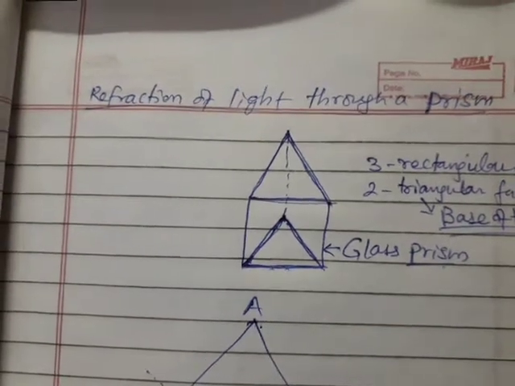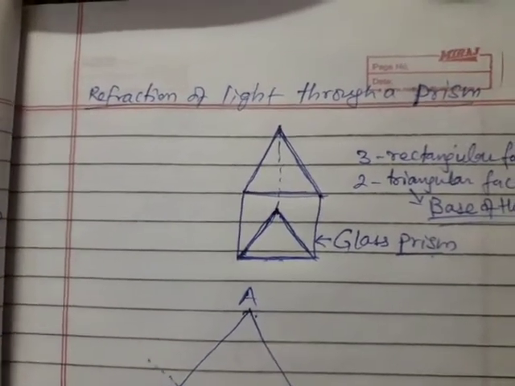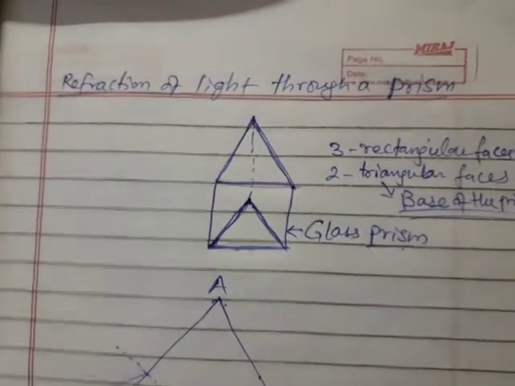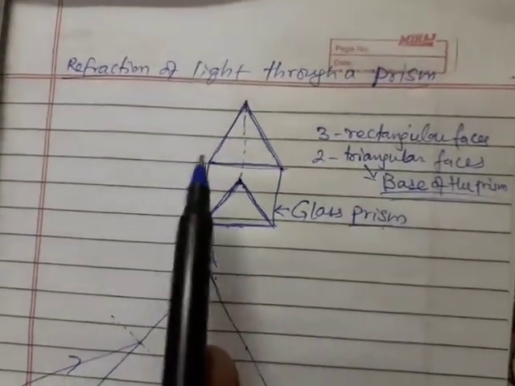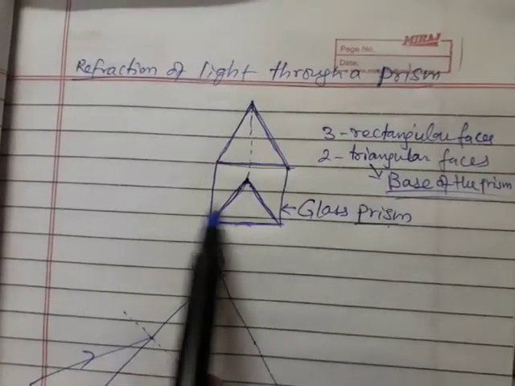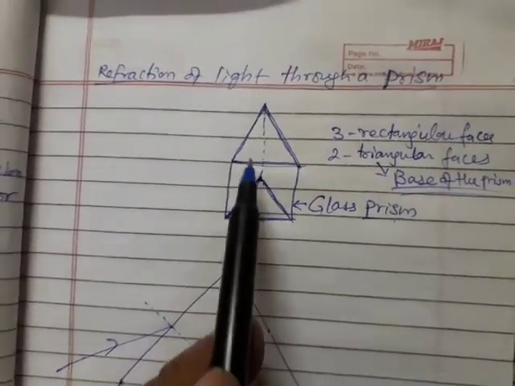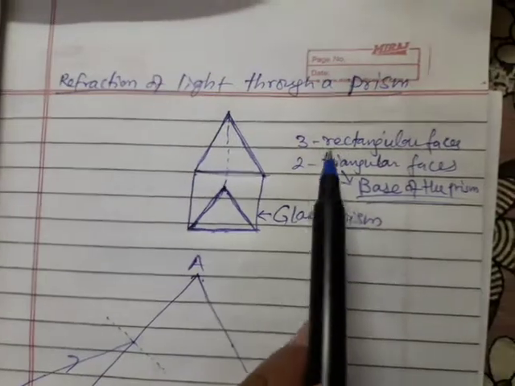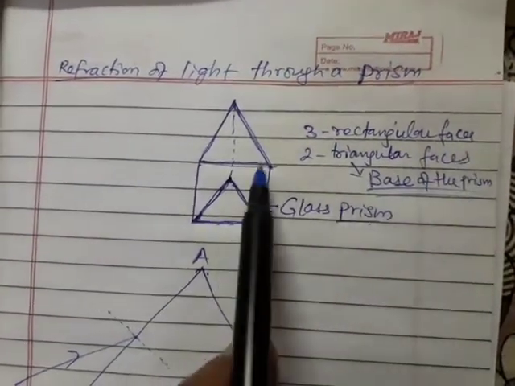Hello students, our topic is refraction of light through a prism. So first of all we have to know what is a prism. My dear students, a prism is a glassy surface which has three rectangular faces.